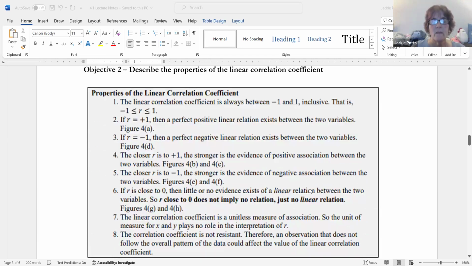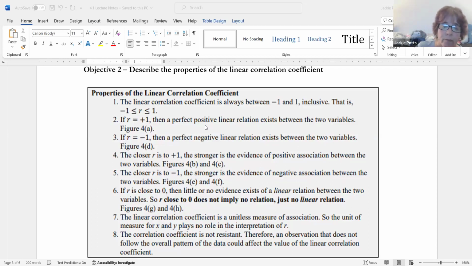Now, R runs from -1 to 1. It will never be bigger than 1. Never. The closer to 1 it gets, the higher the correlation, whether it is a positive 1 or a negative 1. This bit is saying if it's a positive R, it is a positive linear relation. If it's negative R, it's a negative one. I have never seen 1. We get real close to 1. I've never seen a 1.